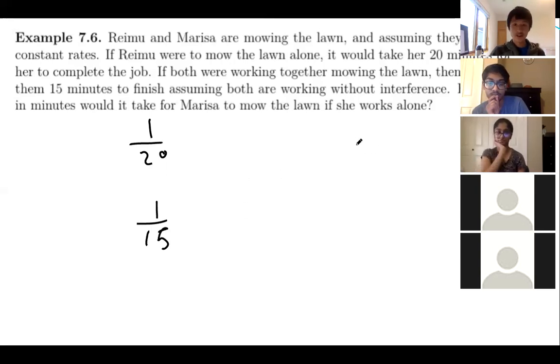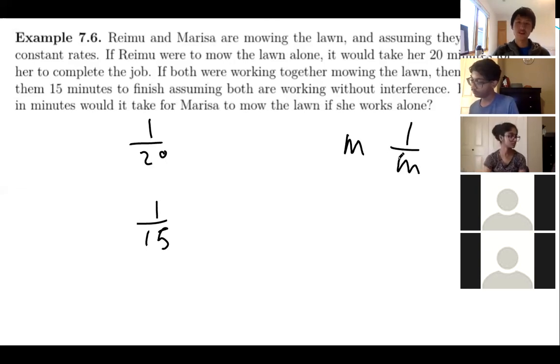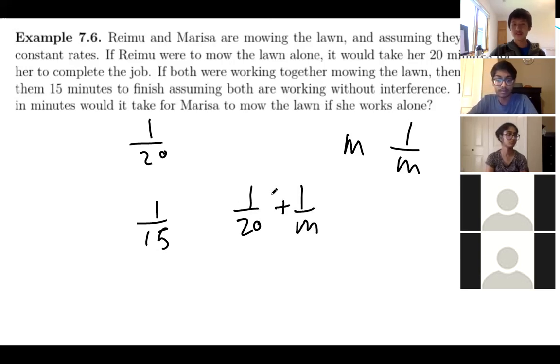So let's say Marissa takes m minutes to mow the lawn if she works alone. That means in 1 minute, she can do 1/m of the lawn. So if they're working together, that means each minute, Reimu and Marissa can do 1/20 plus 1/m of the lawn. And that has to be the same as 1/15.